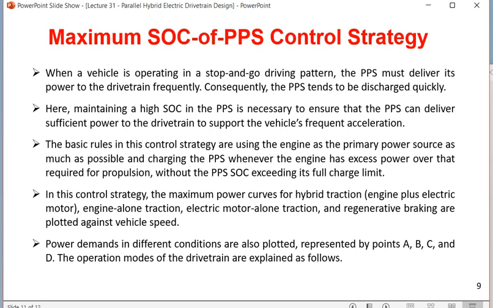Then engine alone traction, that means primary with vehicle speed. Electric motor alone traction, that means secondary with vehicle speed. And regenerative braking power with respect to vehicle speed. All these are very important characteristics in case of max SOC of PPS control strategy. Power demands in different conditions are plotted. We are going to see all those characteristics in the next day.